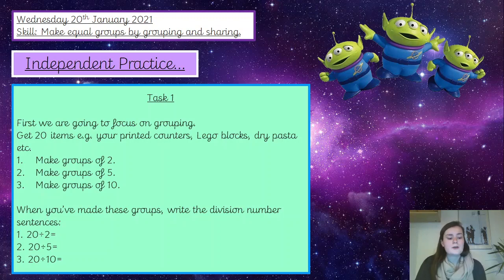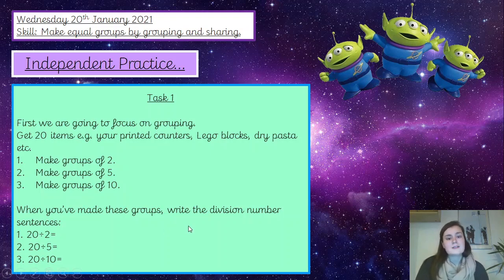And into your book, you need to write 20 divided by 2 equals, and then however many groups you've got is the answer. Once you've done that, you can move on to question 2, which is make groups of 5. So again, you've got your 20 counters, for example, put them into groups of 5. How many groups of 5 have you got altogether? And then you're going to write 20 divided by 5 equals and the total number of groups you've got. And then finally, the same with question 3. So you've got make groups of 10. So you've got your 20 counters or 20 objects, group them into groups of 10, 20 divided by 10 equals, and you'll write your answer.